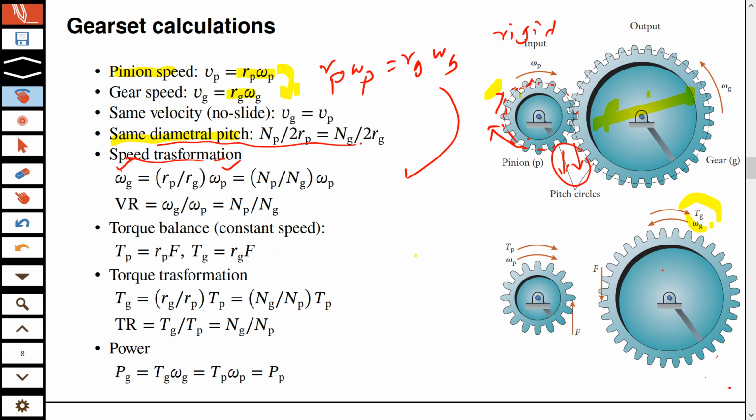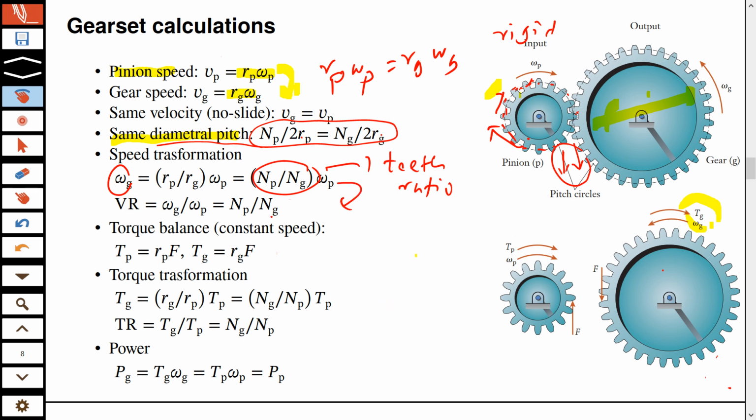And because of this requirement, it turns out that the ratio of the radii can be written as a ratio of teeth. You can easily count teeth. Measuring radius is not easy, but counting teeth is so easy. So the angular speeds are simply related by the teeth ratio. It's just like a transformer. And this equation automatically gives us the velocity ratio or movement ratio. The ratio of speeds turns out to be the ratio of teeth. So we discussed this already.